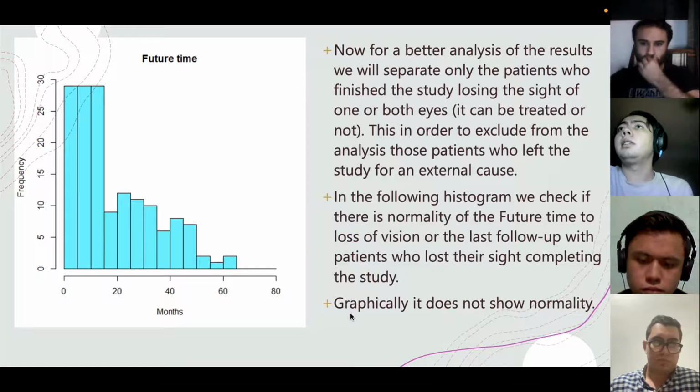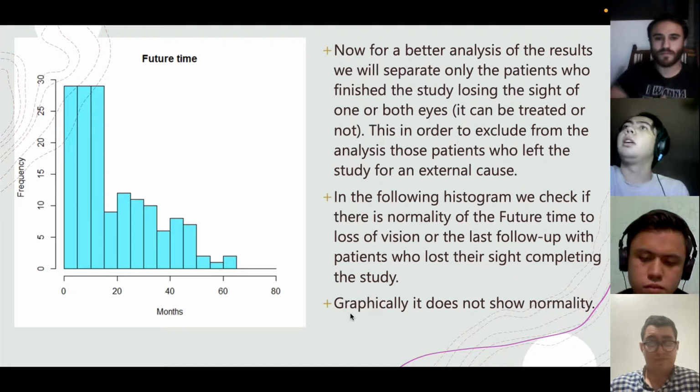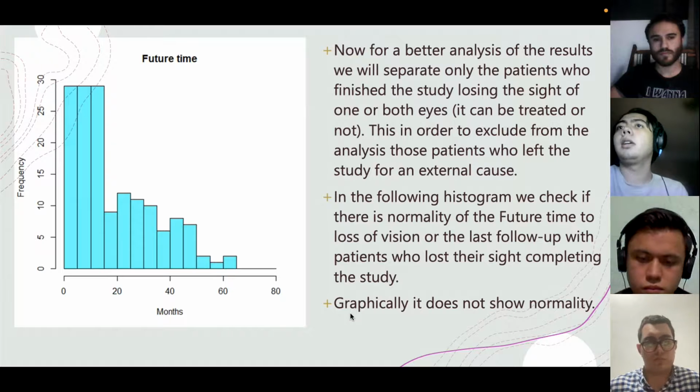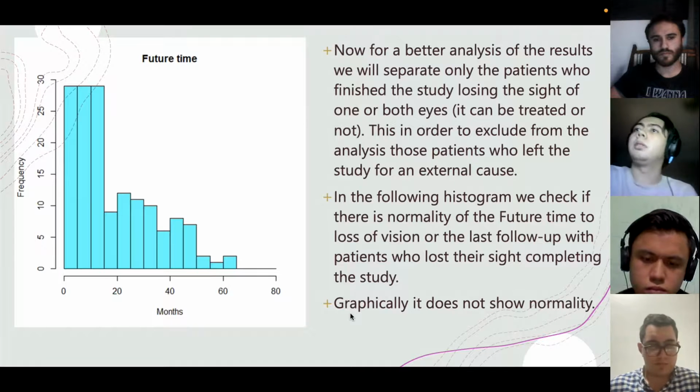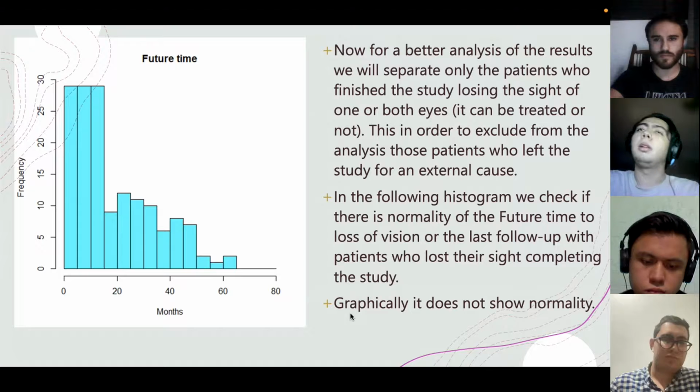Now for a better analysis of the results, we will separate only the patients who finished the study losing the sight of one or both eyes. It can be treated or not. This is in order to exclude from the analysis those patients who left the study for an external cause. In the following histogram, we check if there is normality of the future time to loss of vision or the last follow-up with patients who lost their sight completing the study. Graphically, it doesn't show normality.